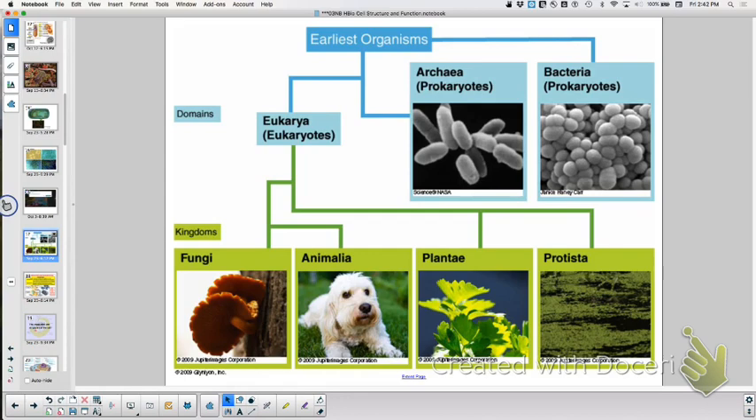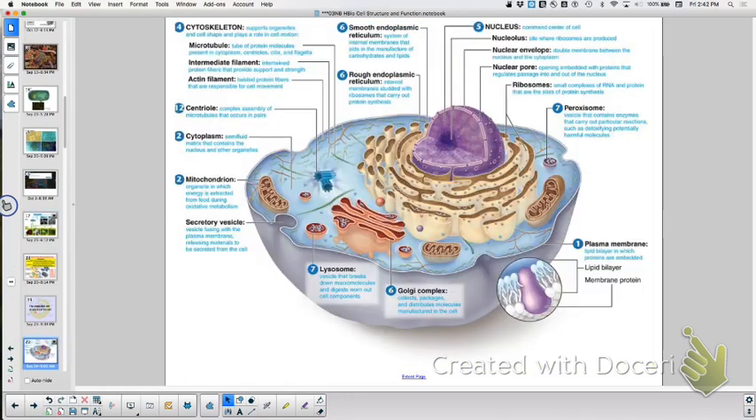Okay, so let's jump into eukaryotic cells. Like I suggested, and you probably have them in your group shared notes, have a labeled and unlabeled picture of a plant cell and a labeled and unlabeled picture of an animal cell, so that you can test yourself and make sure you know all the organelles and what they do.